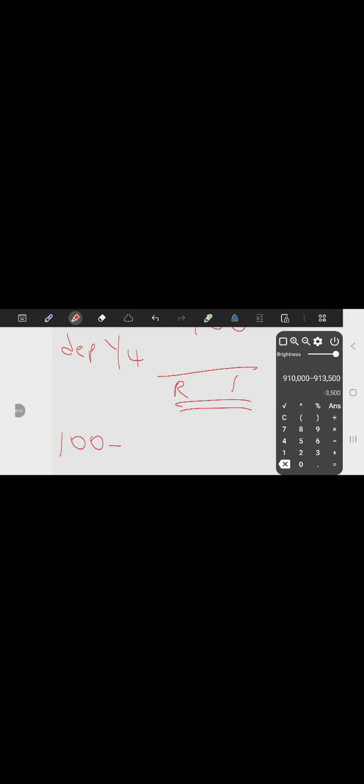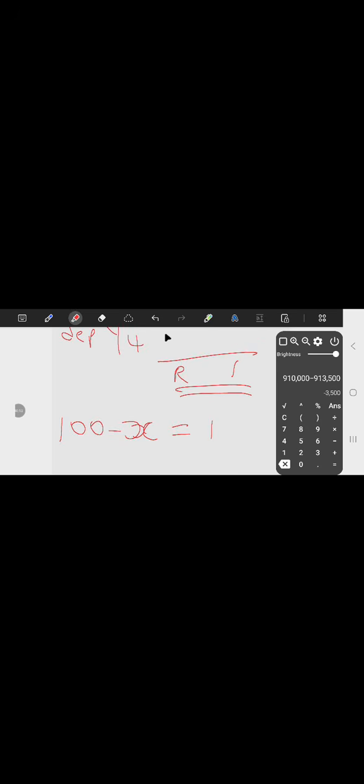100 minus x, which is depreciation, is equal to 1. And then you solve your x. Your 100 is going to jump and change the operation sign. Now you are going to have 1 minus 100 is equal to negative x.